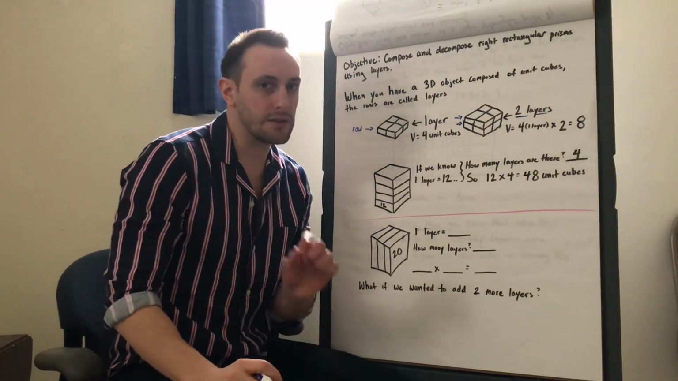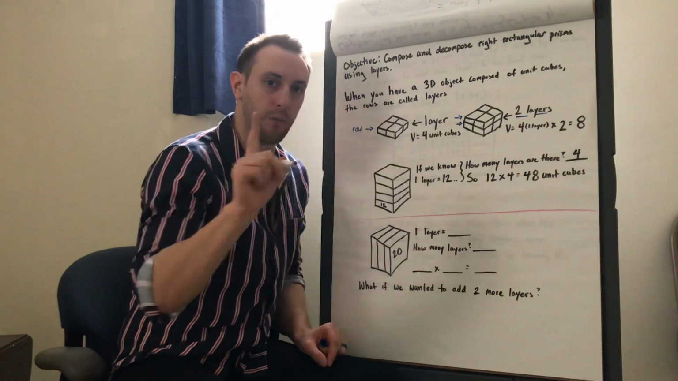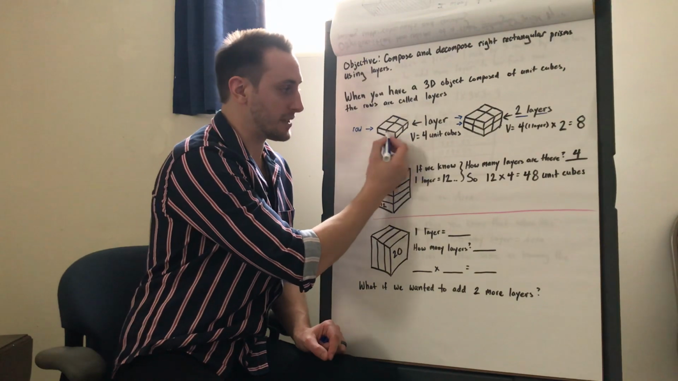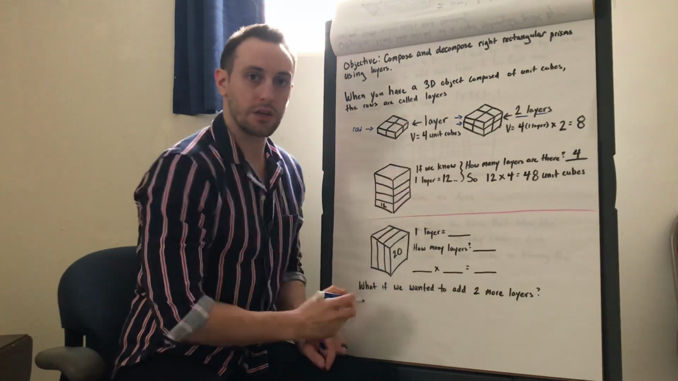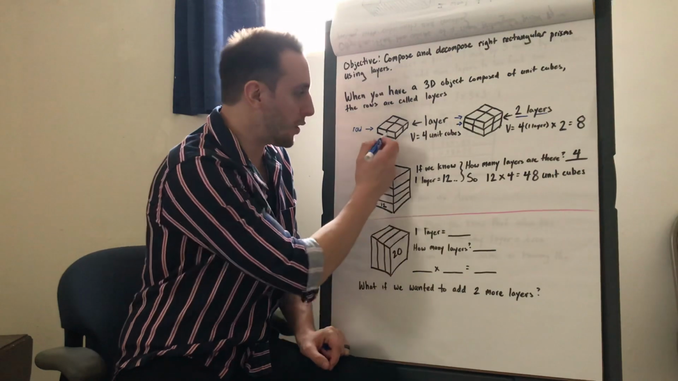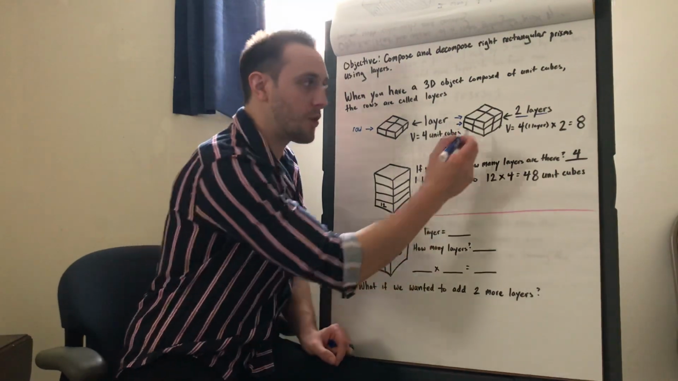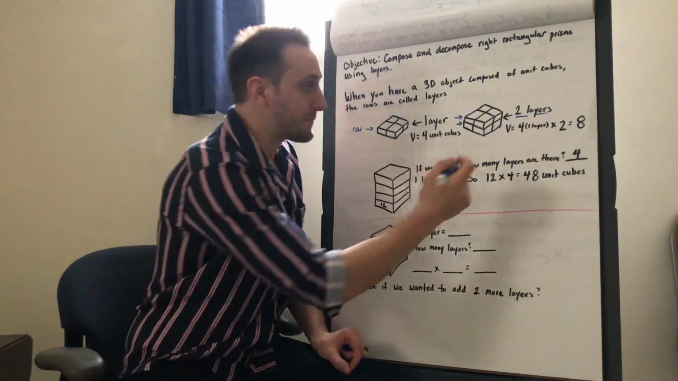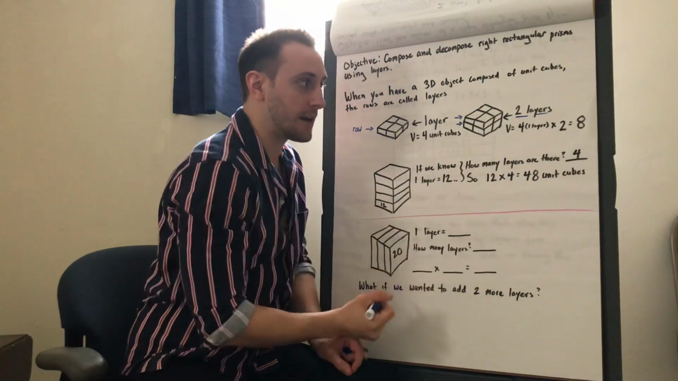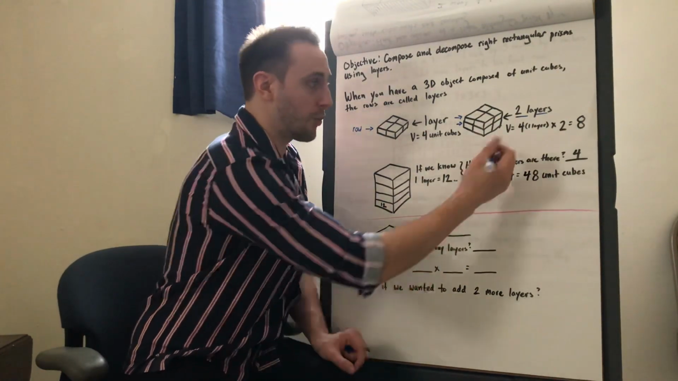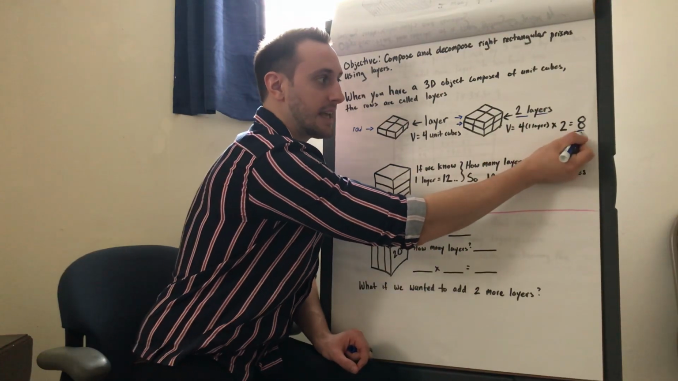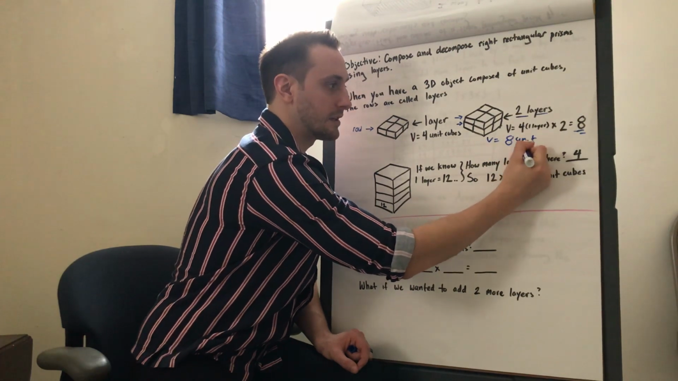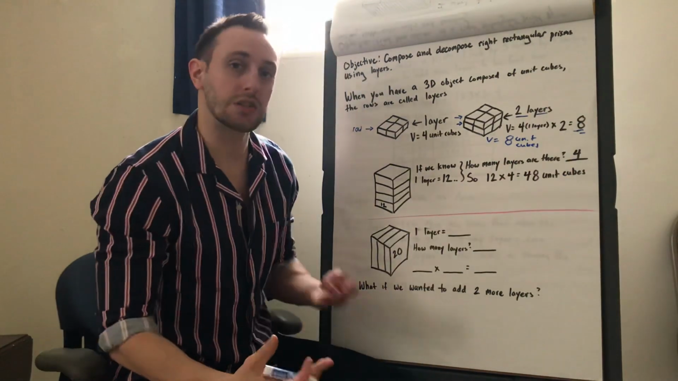Okay, so now here's the trick. If you know the volume of one layer, for example, the first one, the volume is 1, 2, 3, 4 unit cubes. So if I know the volume of the first layer, I know the volume of the whole figure once I start adding layers. If I know this is 4, and I added another layer, well, that's another 4. So what's 4 and 4, or 4 times 2? It's 8. So the volume of this is 8 unit cubes or cubic units, your choice.